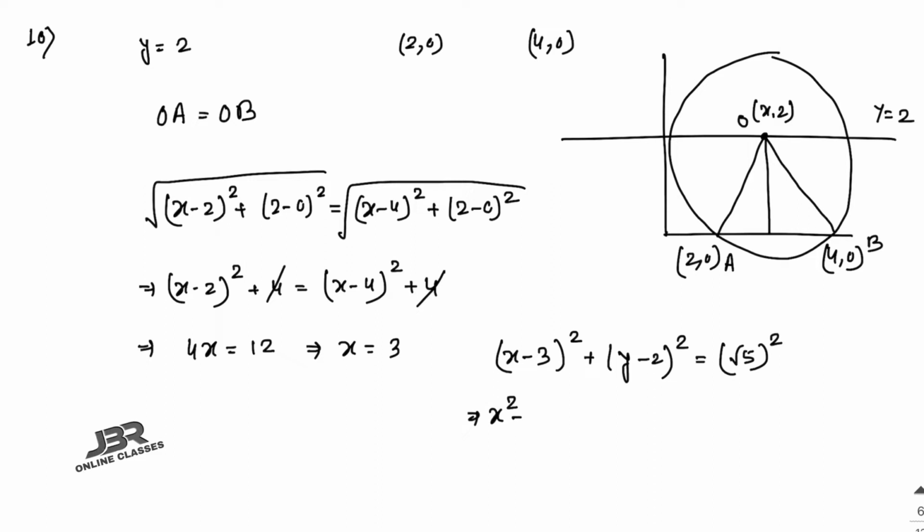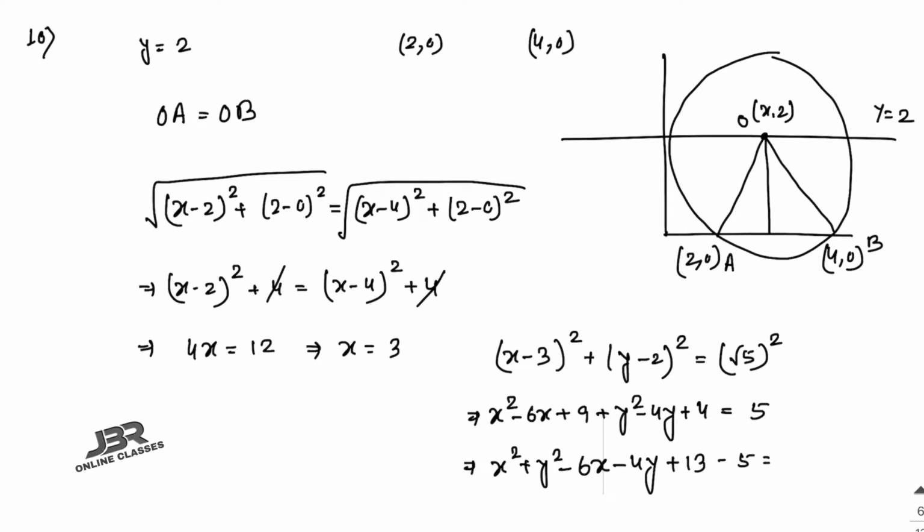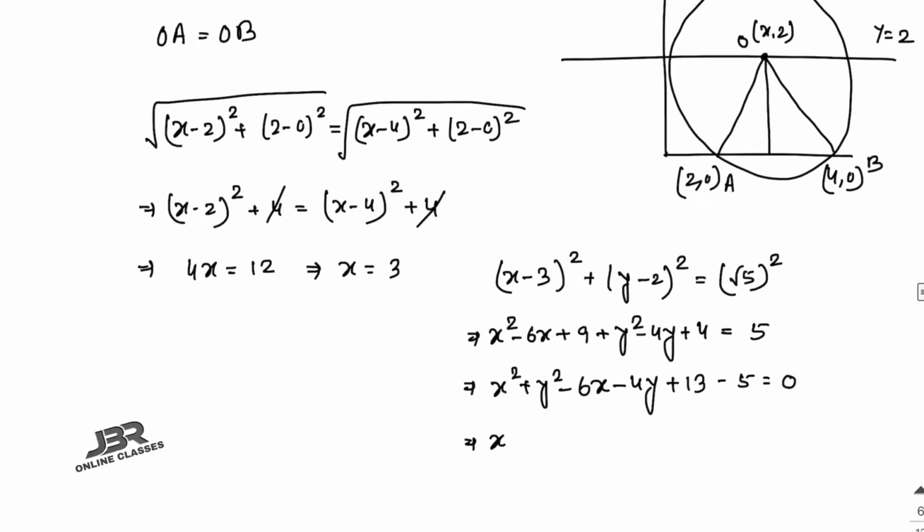So here you can write down x square minus 6x plus 9, y square minus 4y plus 4, that one equal to 5. So x square plus y square minus 6x minus 4y plus 13 minus 5 equal to 0. Now 13 minus 5, that one equal to 8. So your final answer is x square plus y square minus 6x minus 4y plus 8 equal to 0.